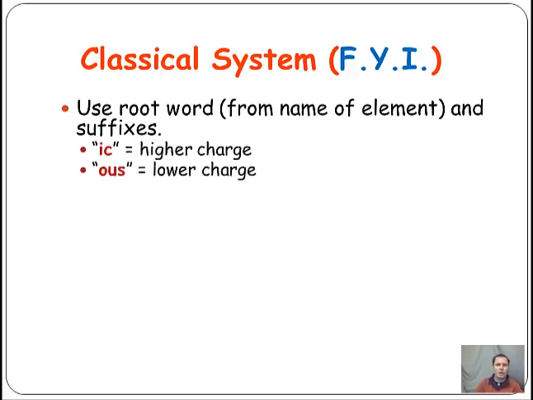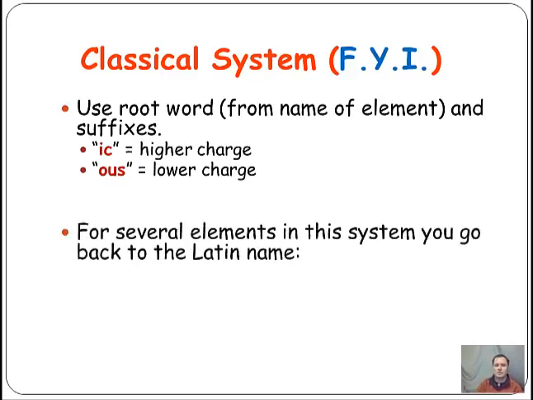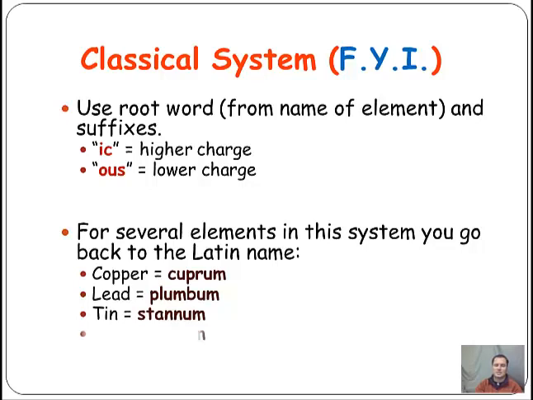The lower charge is going to use the ending -ous. For example, the other problem is that some of these elements go back to the Latin name. So, for example, copper goes to cuprum, lead goes to plumbum, tin goes to stannum, and iron goes to ferrum. Why? Because it's been done so long that we take it.